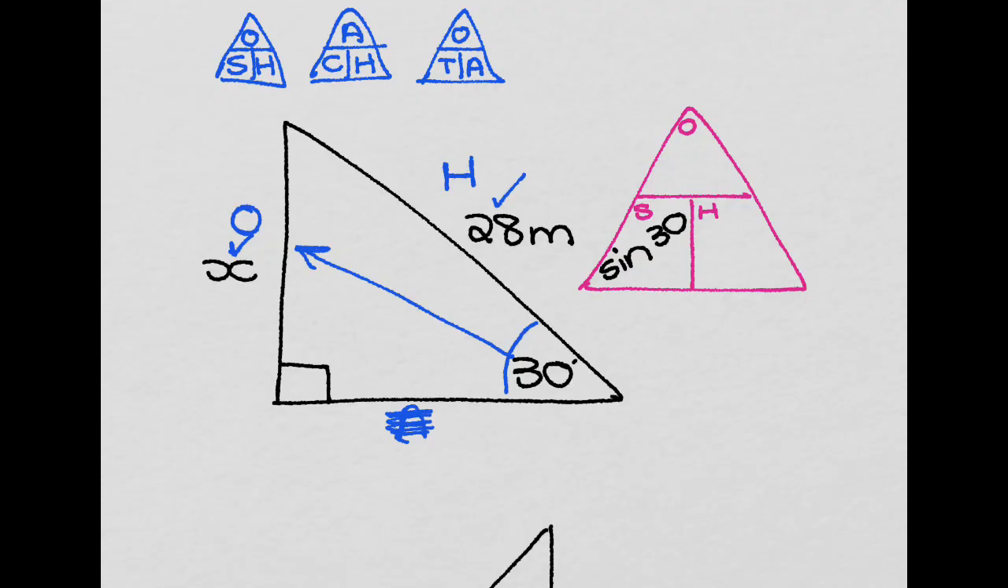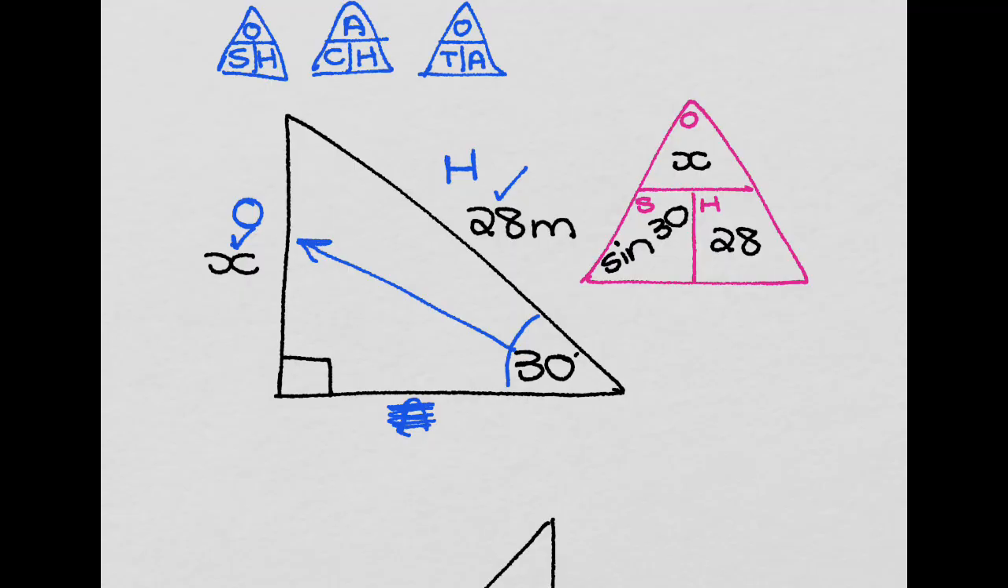In the top little bit, I'm going to put whatever the O value was. So what was my O value? My O value was X. So I'm going to write X up here. In this bottom corner, I'm going to put my H value. So what was my H value? 28.